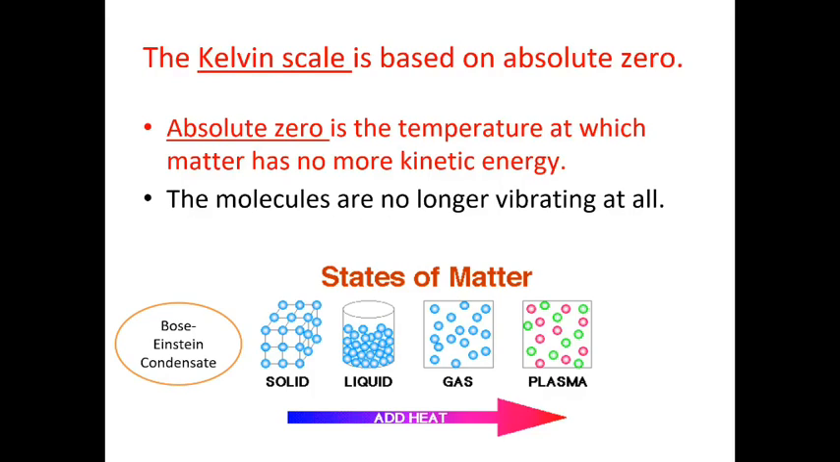And when that happens, the state of matter changes from a solid to something really exotic where it loses all of its properties. It's more of a theoretical kind of state of matter, and it's called the Bose-Einstein condensate.